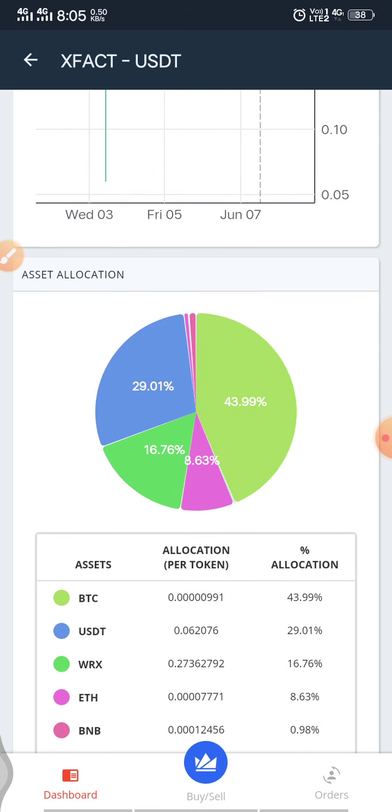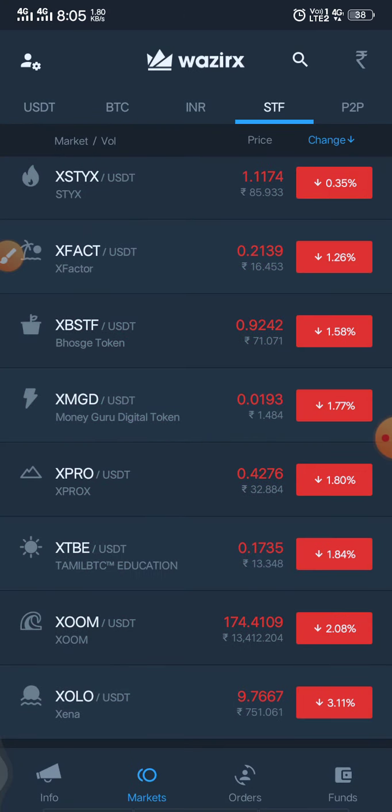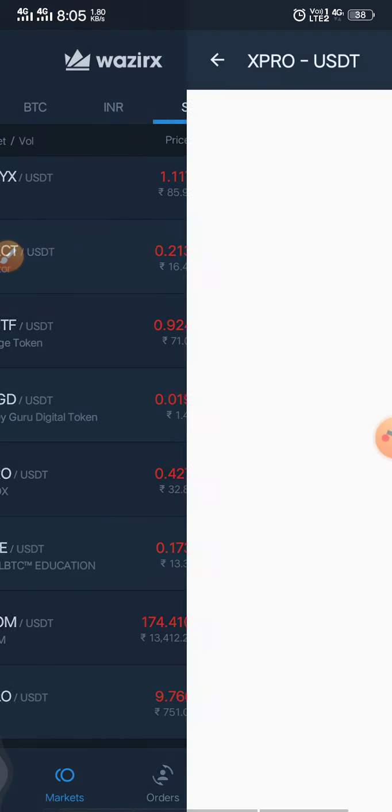You can see here. Let me check another one. So you can see Expo.